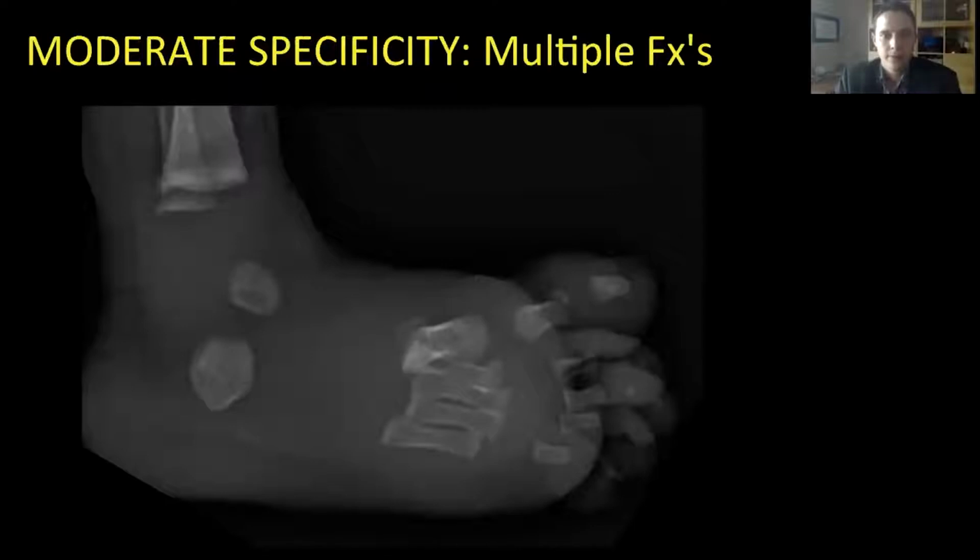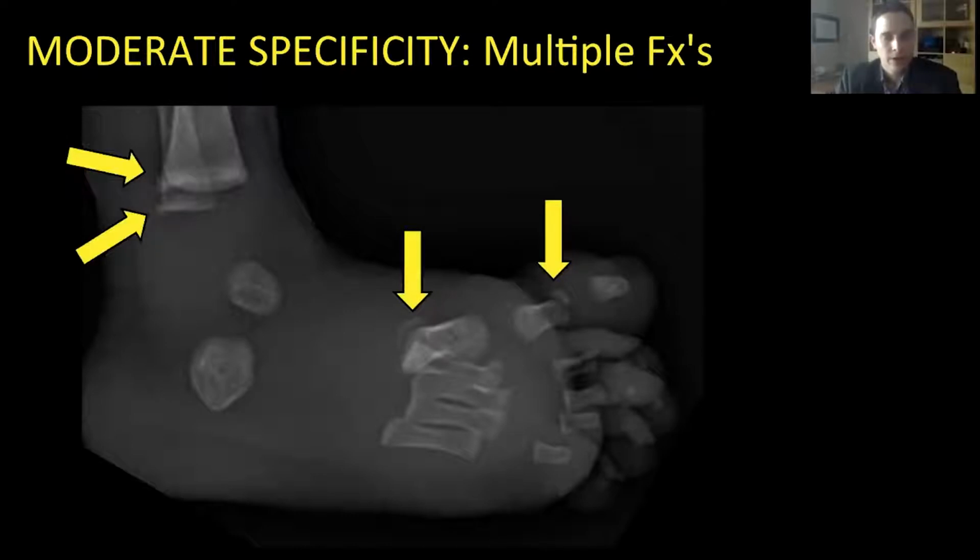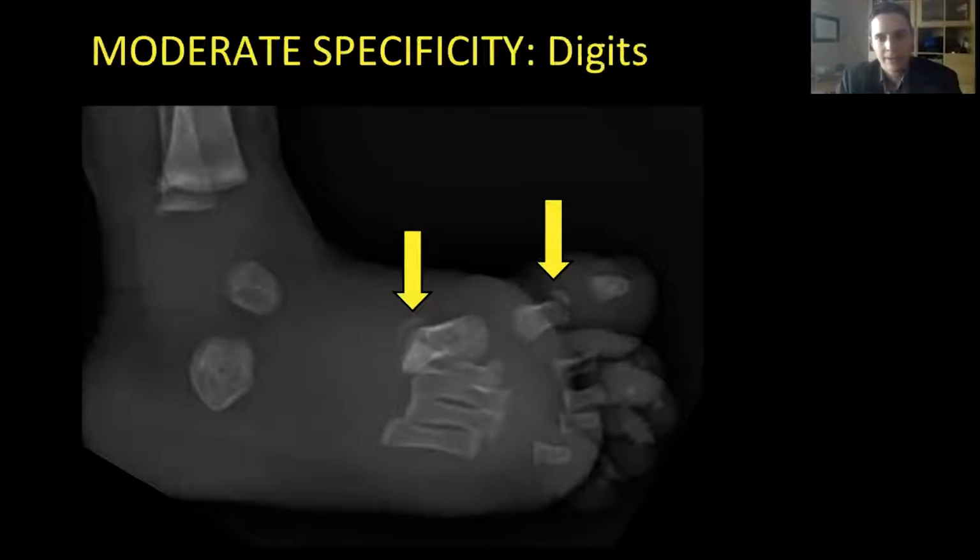So starting off, we have a radiograph of an ankle and foot, and we see multiple fractures. So multiple fractures in and of itself is concerning. It's only moderately concerning, but it's still concerning. This radiograph also has another appearance that is of moderate specificity, and that is of digit fractures. In this case, the great toe phalanx and metatarsal. That is a moderate specificity type of injury for abuse.